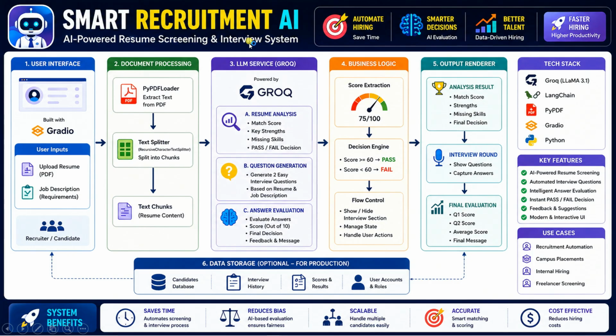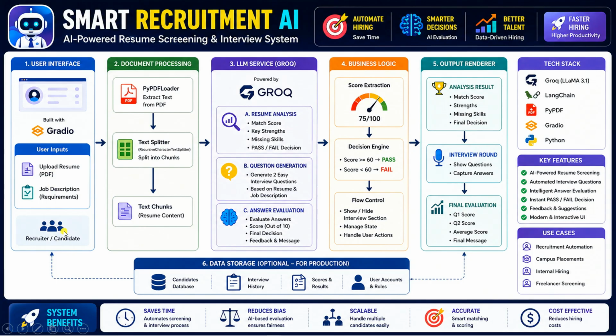So first of all, you're going to create our user interface. For this, you're going to be using the Gradio library in Python. You can also use FastAPI or any other library. In our section, we basically have two inputs. One is the resume uploaded in PDF format. Another one is the job description, your requirements.